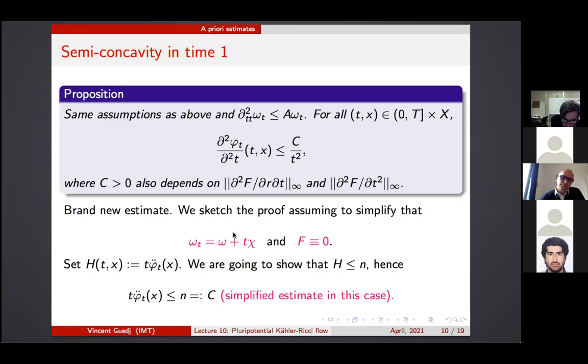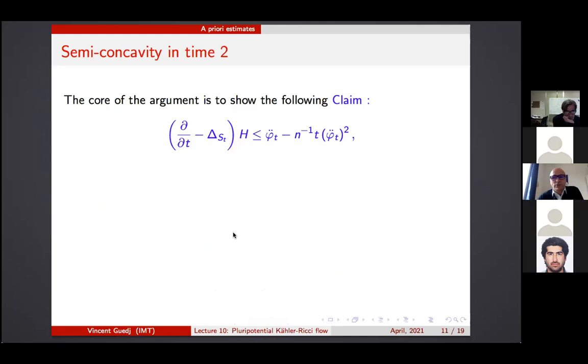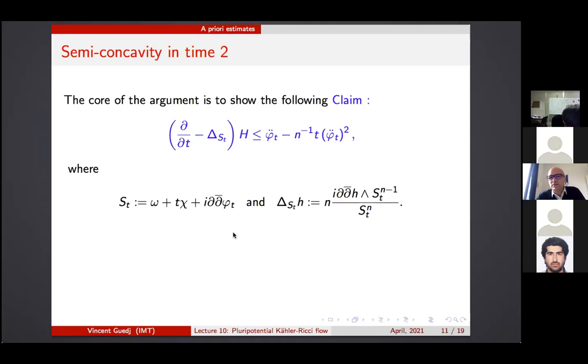So this is the goal, and I will spend the next two slides improving this bound from above on the second time derivative of phi. Okay. So the heart of the matter is to establish the following claim. I consider omega t, which is the evolving Kähler form, and the Laplacian of omega t is by definition this quantity. And then I want to prove that the heat operator d by dt minus the Laplacian of omega t applied to this function h is bounded from above by this specific expression: phi t double dot minus t phi t double dot square divided by n. So this is my claim, and I'm going to prove it on the next slide, but let me accept it for a little while and use it right away to derive the conclusion.